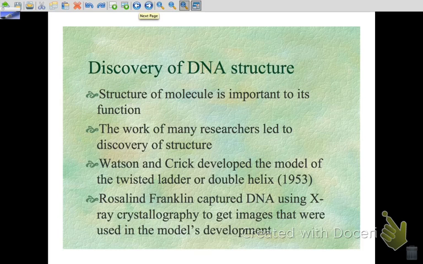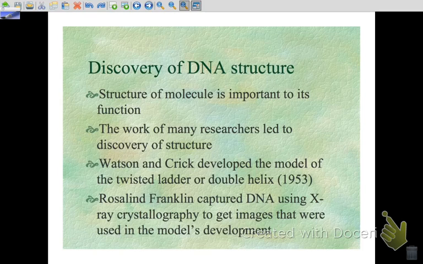So, the discovery of DNA. We talked about how Hershey, Chase, and Griffith figured out the genetic material, and that genetic material is DNA, but what does actual DNA look like? Many researchers across the entire world were researching at the same time, like a race, trying to figure out what the model of DNA looked like.